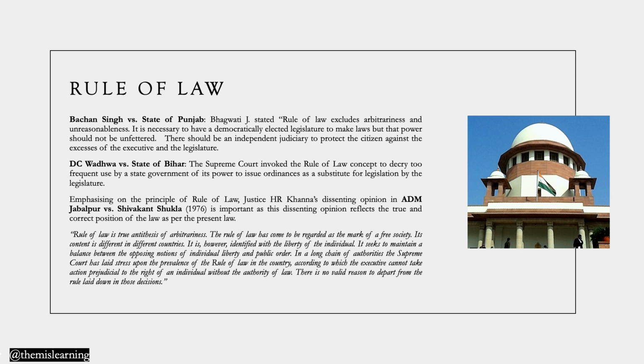Now, talking about the rule of law and how the Supreme Court has dealt with it, in Bachan Singh versus the State of Punjab, Justice Bhagwati stated that rule of law excludes arbitrariness and unreasonableness. It is necessary to have a democratically elected legislature to make laws, but that power should be unfettered. There should be an independent judiciary to protect the citizen against the excesses of the executive and the legislature.